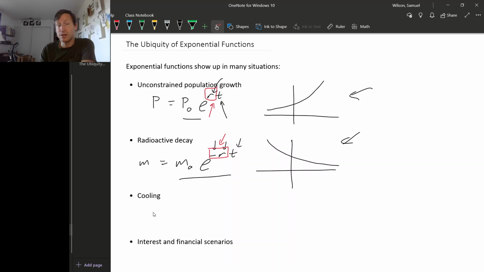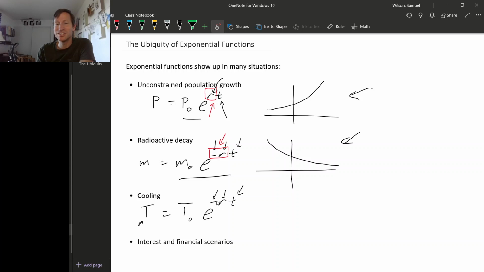Other examples are in cooling. So if you have some object that is either warming up or cooling down in some ambient environment, and the environment is large enough so that the temperature of the environment isn't appreciably affected by the temperature of the object that's warming up or cooling down, then the difference in temperature between the object and the environment at some future time is some initial difference in temperature times e to the minus rt, where t is the time, and r is some rate of cooling or warming that typically depends on what the material is that's warming up or cooling down.